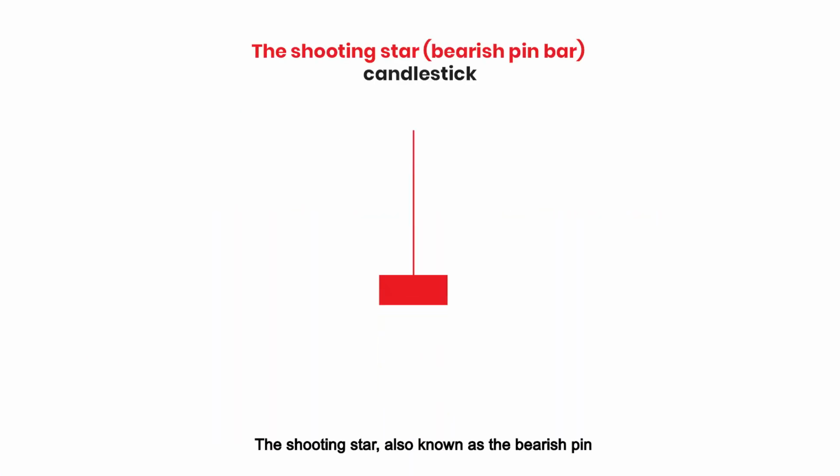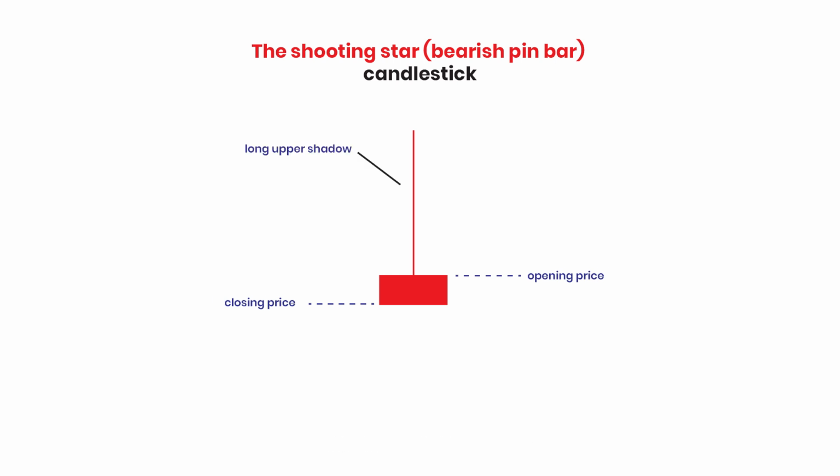The shooting star. The shooting star, also known as the bearish pin bar, is the opposite of the hammer candlestick. It is formed when the open, low, and close are roughly the same price. It is characterized by a long upper shadow.